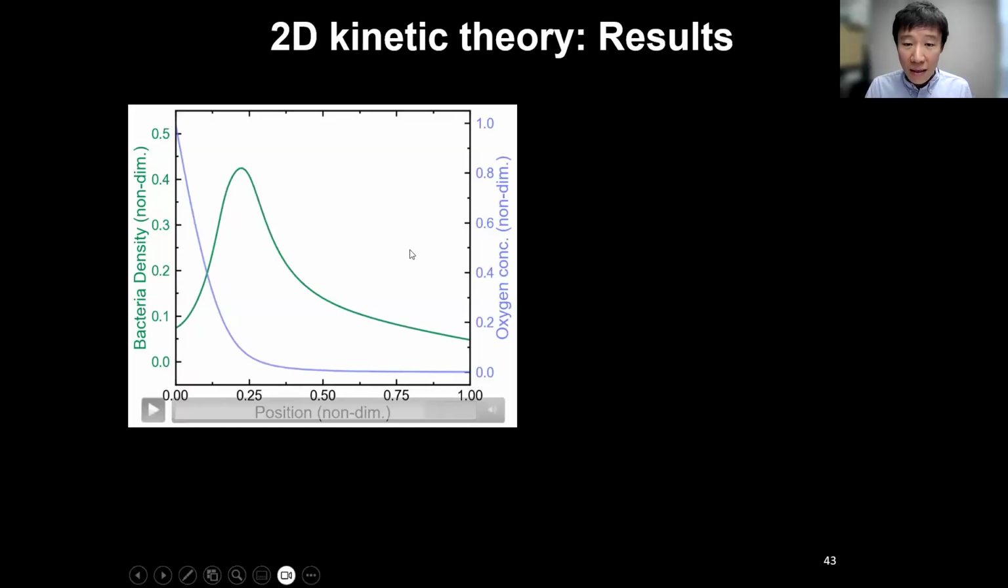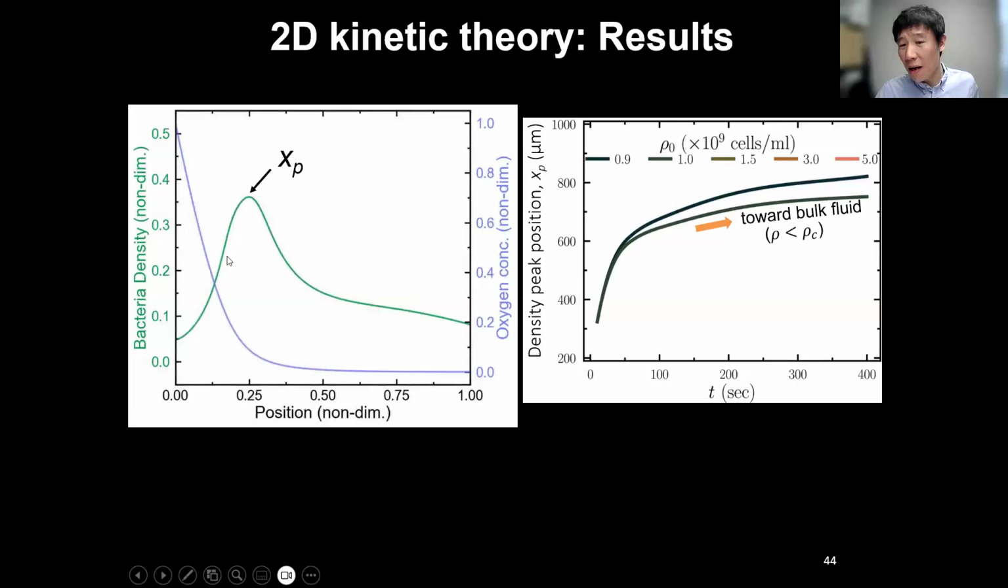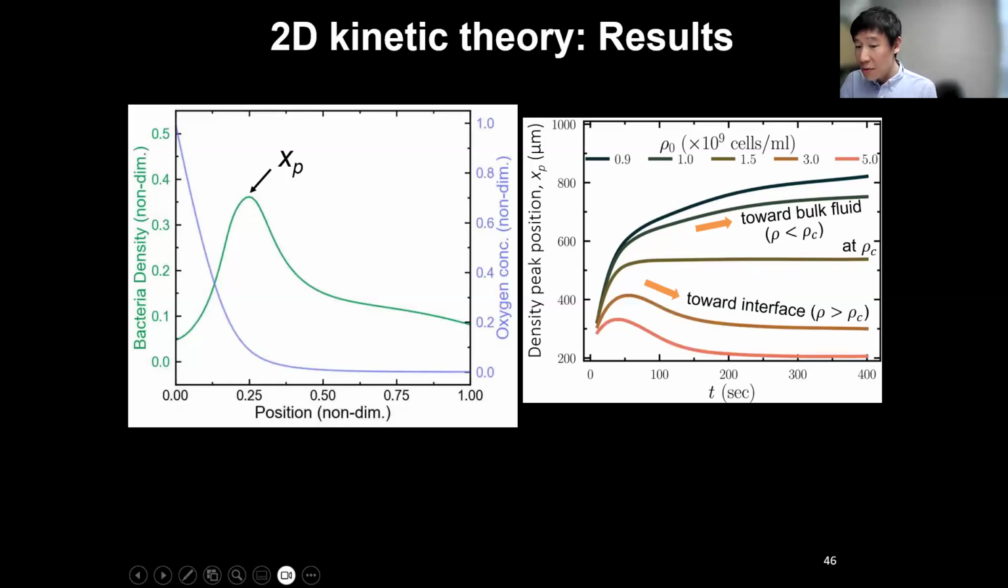So if I get the peak of this band, I'm plotting that as a function of time. I can see that when density is low, below a certain density we call rho C, the band location keeps migrating away from the interface into the bulk. If I increase the concentration to rho C, you can see at the beginning there's some migration, but once the system stabilizes, the position of the peak does not change anymore, so it stays there. If I go to higher concentration, after a transient period, the peak position of the bacterial band migrates toward the interface. So you really see the three different behaviors that we have in the experiment.